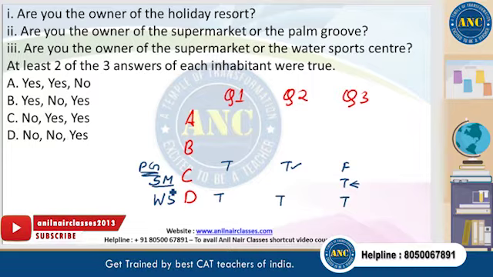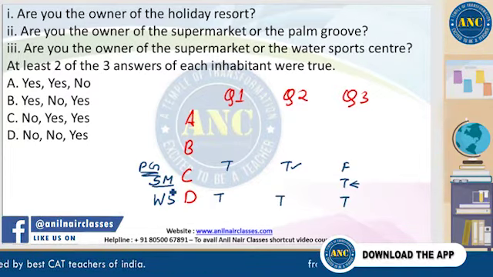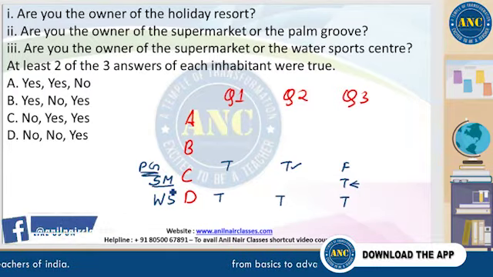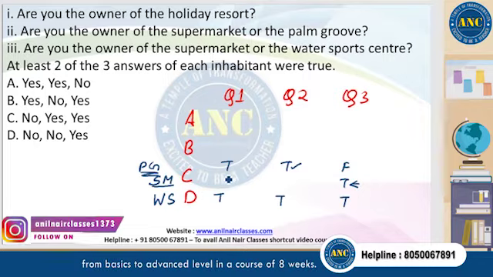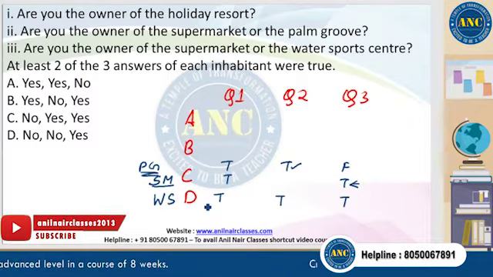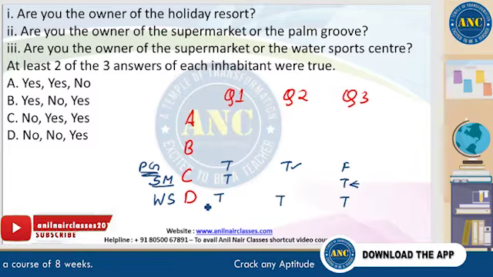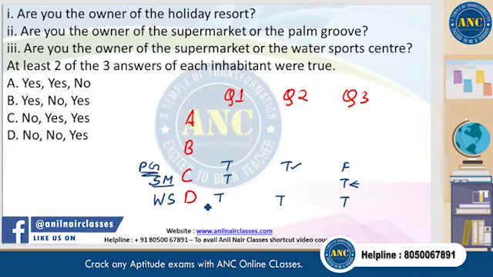Now, what does it mean? And this is question 2. Are you the owner of the supermarket or the palm grove? If you're looking at that, question 1's "no" would automatically become a true without doubt. Why would the no become true? Because the question is, are you the owner of the holiday resort? He says no, and that is definitely a true statement.